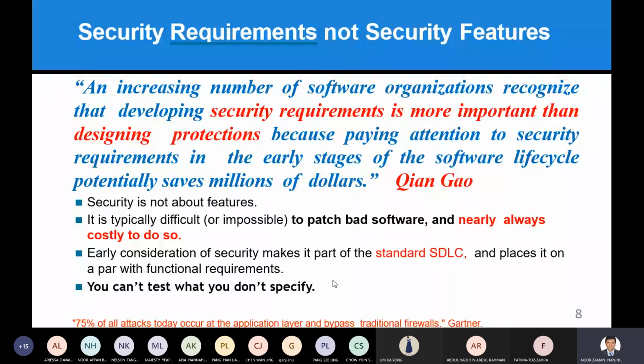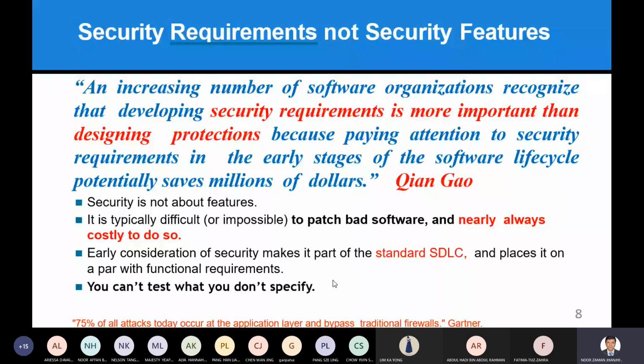But if we have a weak secure requirement collection, then what happens? We will not be in a position to patch it. And patching is not easy. It requires human resources and everything. The cost involved is not free. So that's what I mean: we can save millions from that. Early consideration of security makes it part of the standard SDLC. So that's what we are discussing, that the SDLC is highly important and we always consider it.